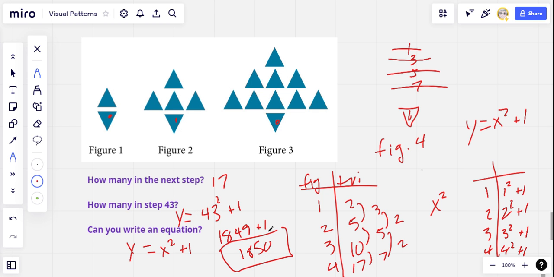Well, how did that work out for you? Did you predict 17 for figure 4? Did you see the perfect squares kind of hiding in the data here and come up with this equation that way? Or did you arrive at it some other way?